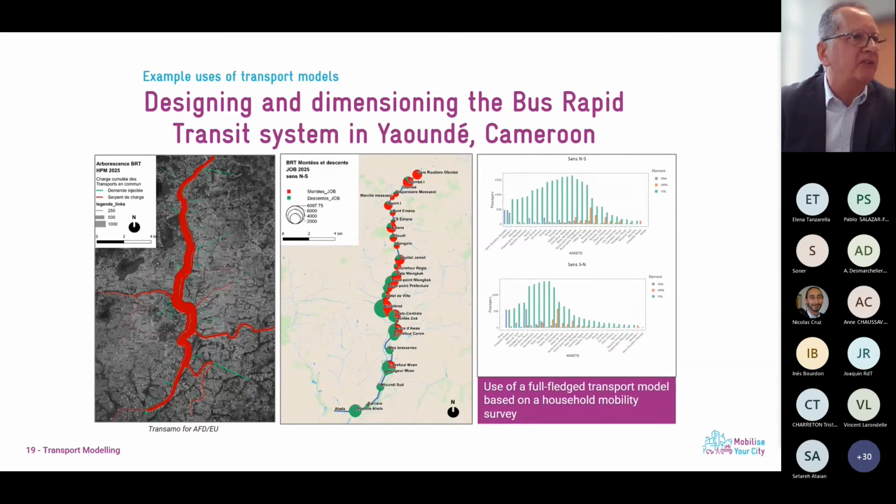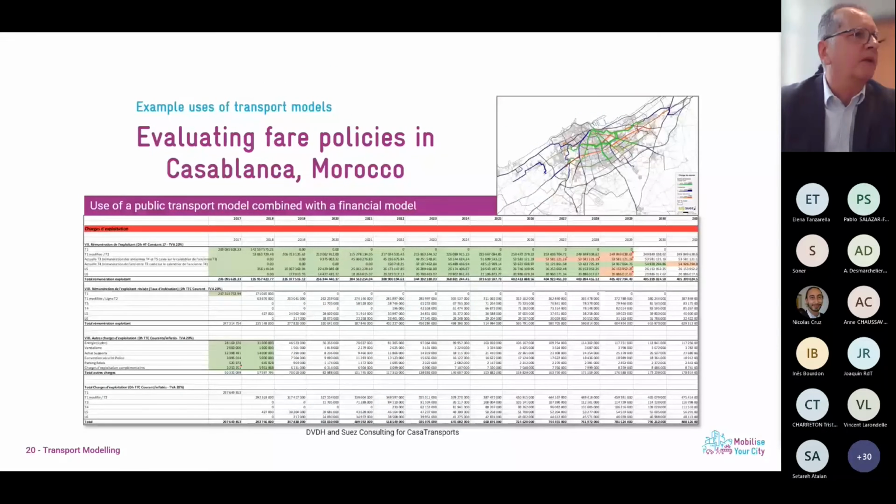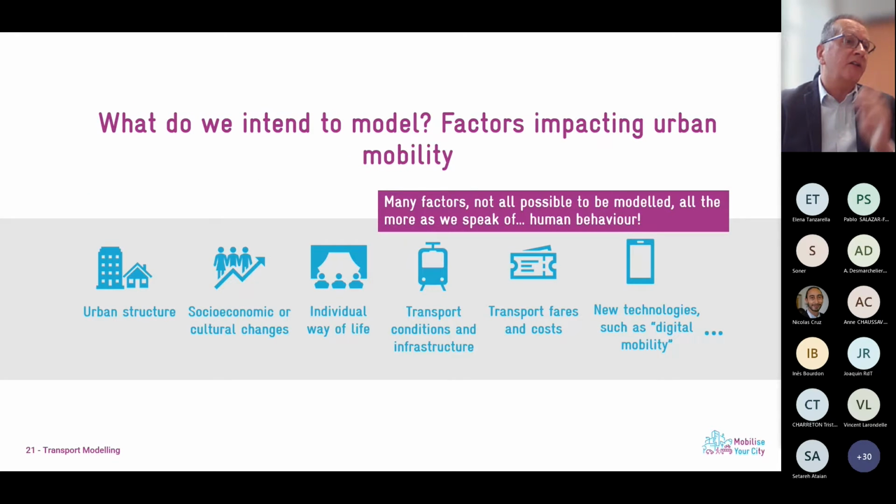Here, for the study of the bus rapid transit in Yaoundé, Cameroon, a full-fledged transport model based on the household mobility survey to evaluate the future ridership of this project along the line, and boardings and alightings on stations, and the load along the line. Another example in Casablanca, with the use of a model to evaluate fare policies, evolution in the fare policy, with the use of a public transport model combined with a financial model. Okay, different examples to show the variety of the situation where a model can be used.